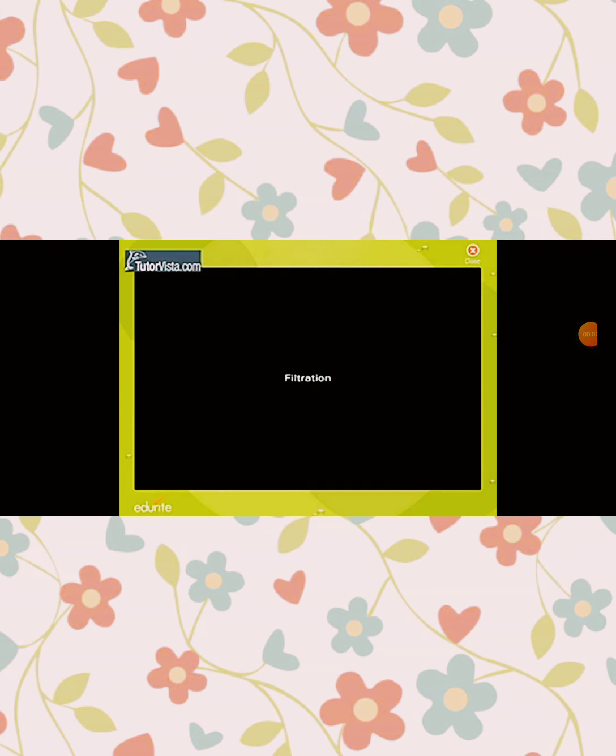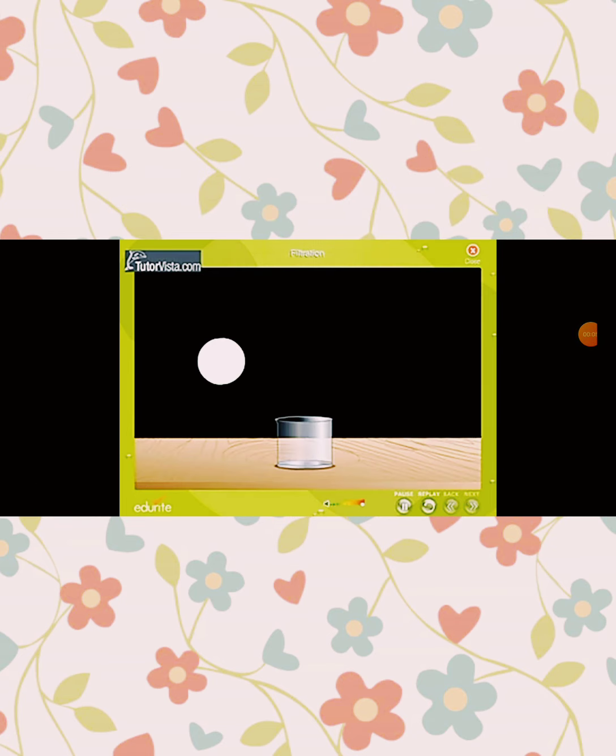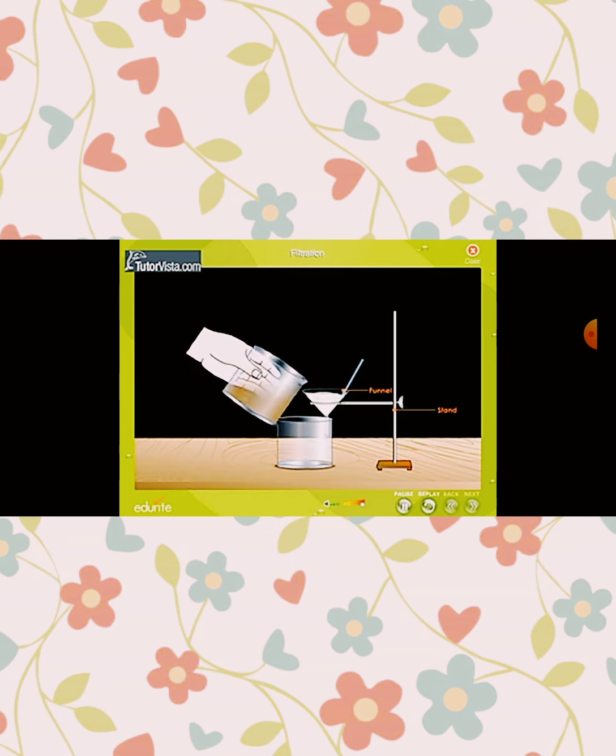Filtration. Take a round filter paper and fold it into halves to make a cone as shown here. Fix a funnel on a stand. Wet its side and keep the filter paper in the funnel.